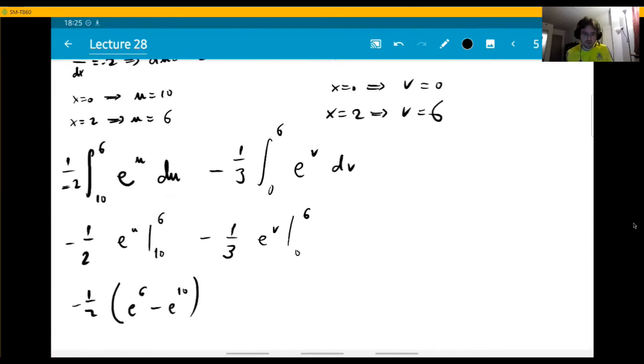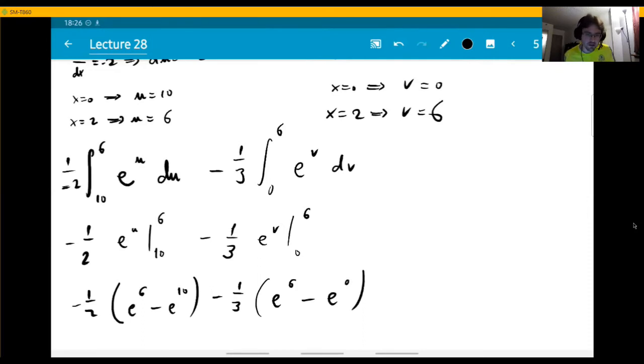Notice this is a positive number as we expected. Both of these integrals represent positive numbers because they were integrals of positive functions. So this difference is obviously negative, but then there's another negative outside, which makes this positive. It's always good to check things like that. And then -1/3. Here's e to the 6 minus e to the 0, which is 1.